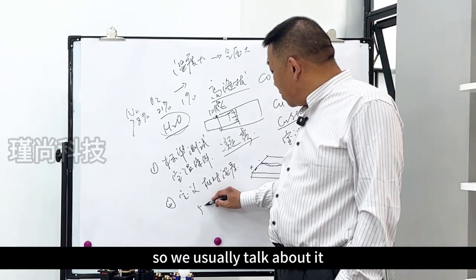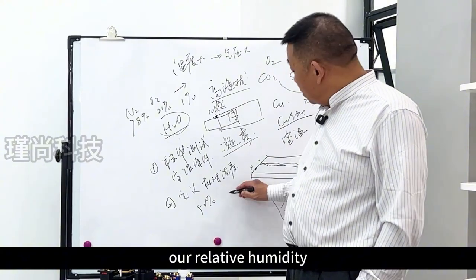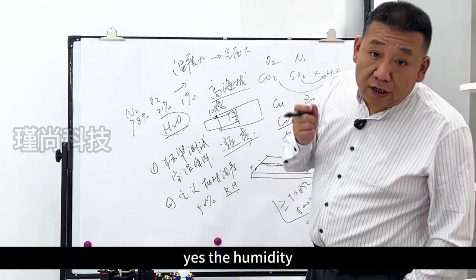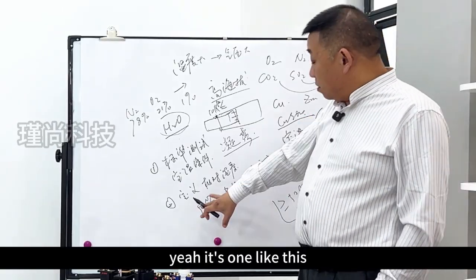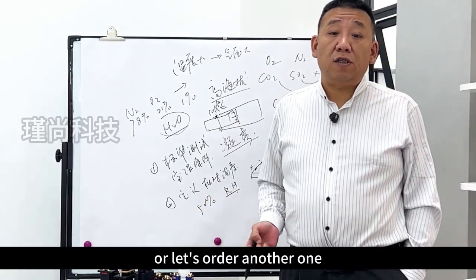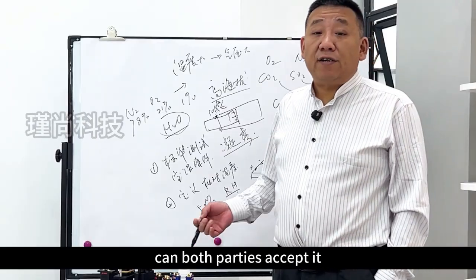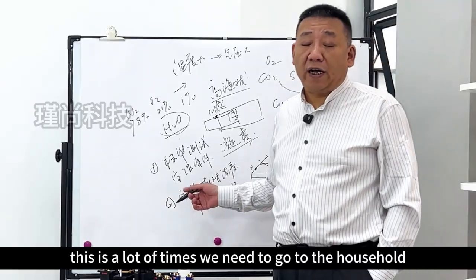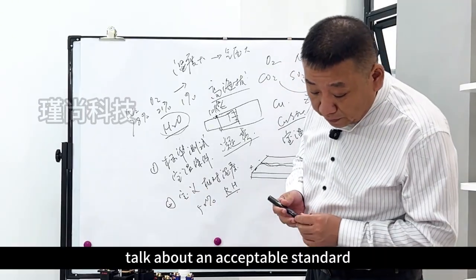So we usually talk about our relative humidity, for example, 50% relative humidity, or let's pick another one. Can both parties accept it? A lot of times we need to go over this with customers and agree on an acceptable standard.